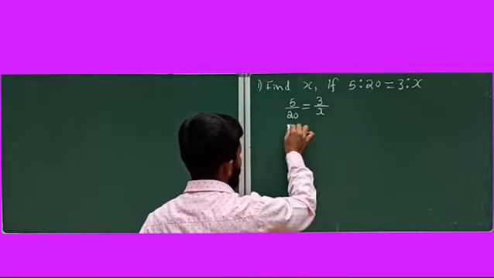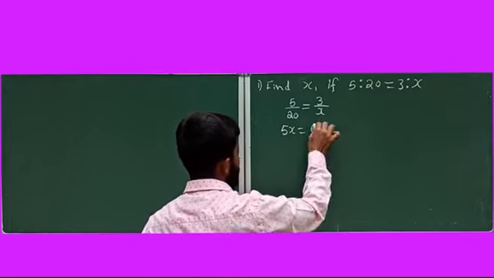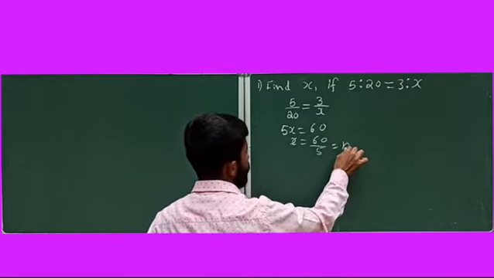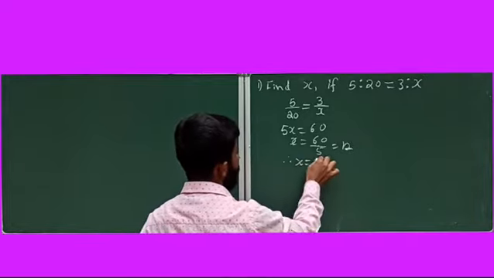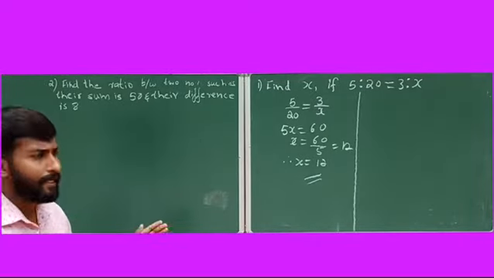In the next step, cross multiply. 5x is equal to 20 into 3, equal to 60. x is equal to 60 by 5, which is equal to 12. Therefore, x value is equal to 12. This is the answer.